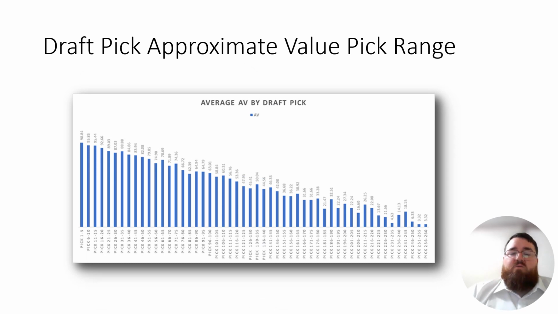Now, when you get to draft pick approximate value pick range, this can kind of give you an idea of what that means in terms of picks 1 through 5, all the way down to picks in the 250 to 260 range. To kind of give you an idea, the lower you go, the more likely you're probably not going to be a great NFL player, and the higher you go, the more likely you are going to be a decent player wherever you're drafted.